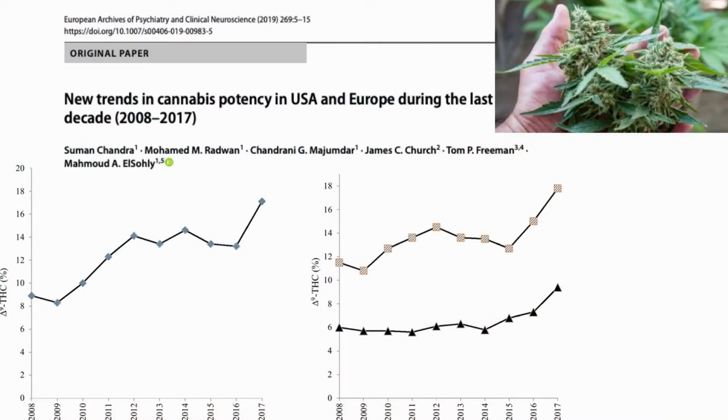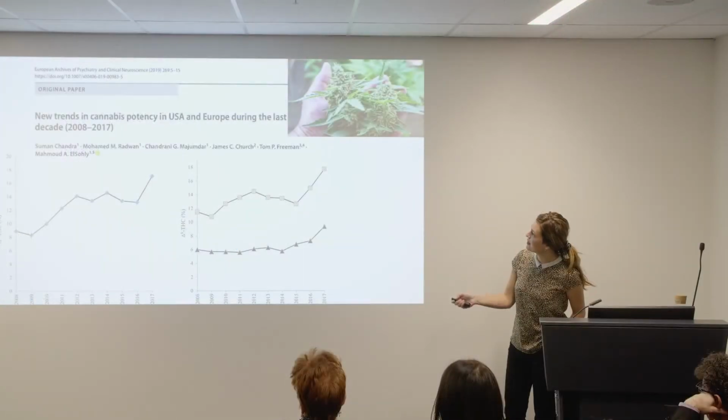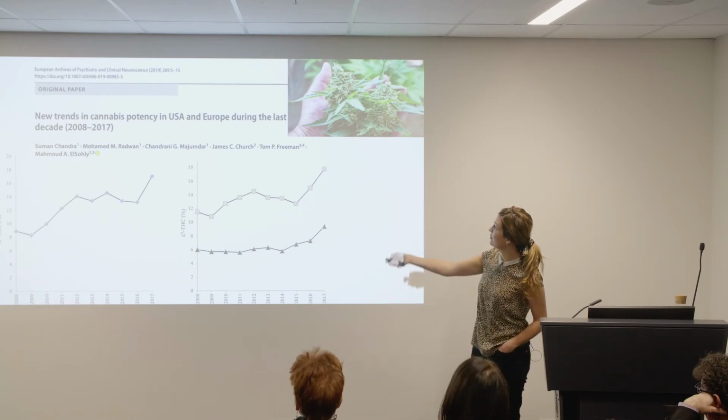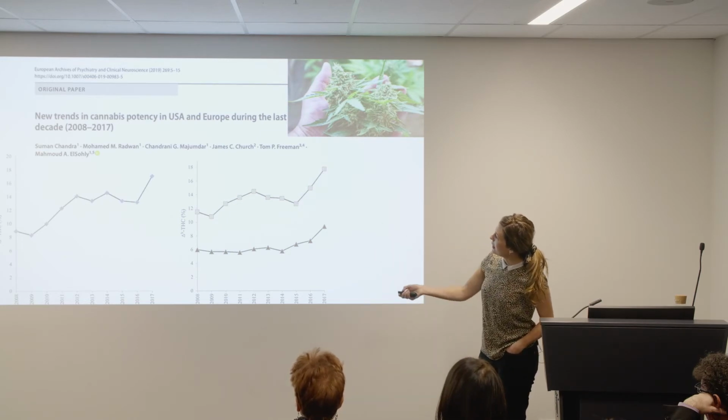And again, similar trends in the US and in Europe combined together, increases of products over time. And this is sinsemilla particularly. It's a particular variety of cannabis that is more potent. As you can see, there are increases over time, okay? And increased potency of THC over time.